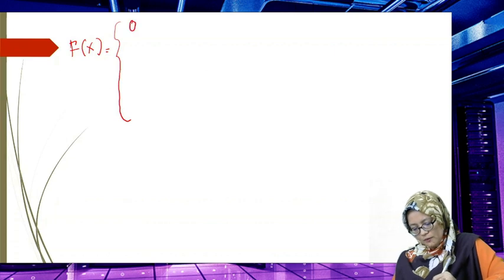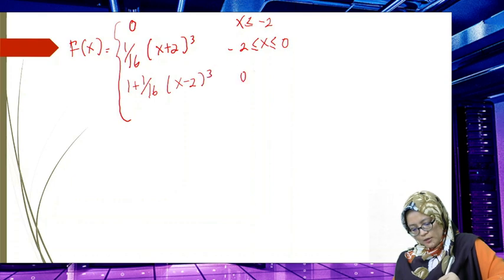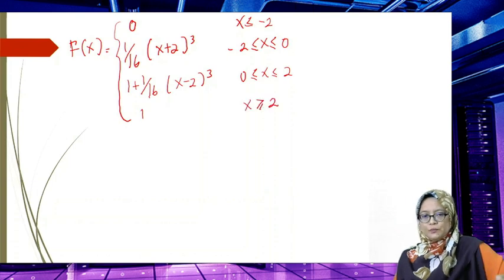So 0 for interval x less than or equal to negative 2, 1 over 16 (x plus 2) cube for interval negative 2 until 0. So 1 plus 1 over 16 (x minus 2) cube for interval 0 to 2. Then lastly 1 for x greater than or equal to 2.